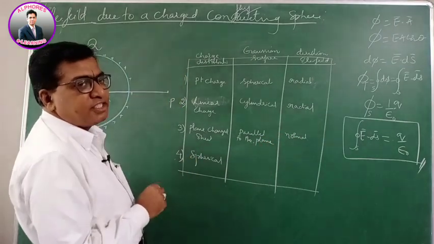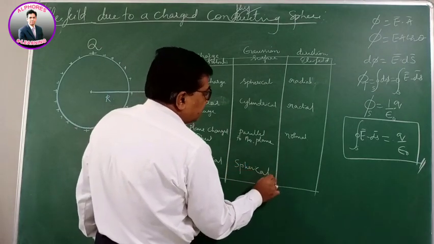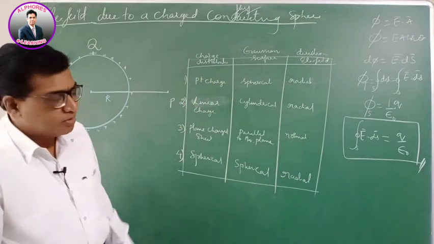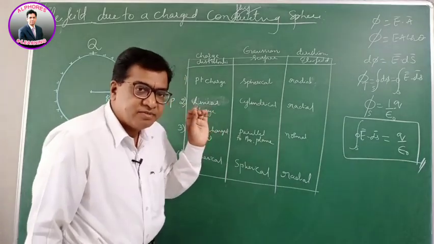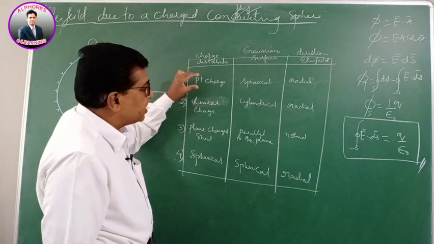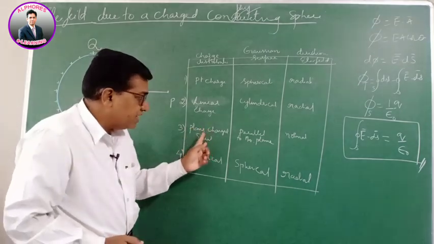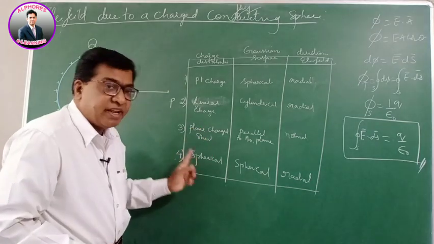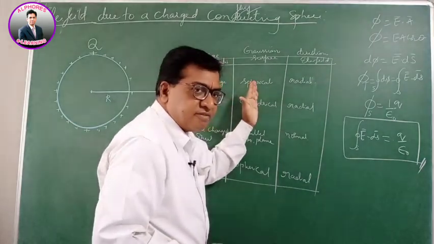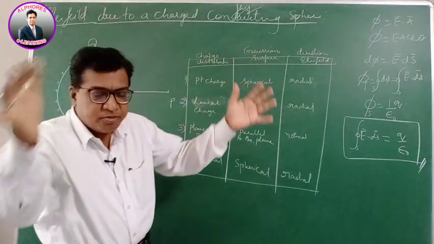If it is a spherical charge distribution, again the Gaussian surface is also spherical and the direction of the electric field is radially outward. Please make a note of these things, and this is very important to remember. For various charge distributions, point charge, linear charge, plane charge spread on a charged plane sheet, then spherical charge distribution, there are respective Gaussian surfaces. For a point charge it is spherical, and for a spherical distribution it is also spherical, because it should be symmetrical.